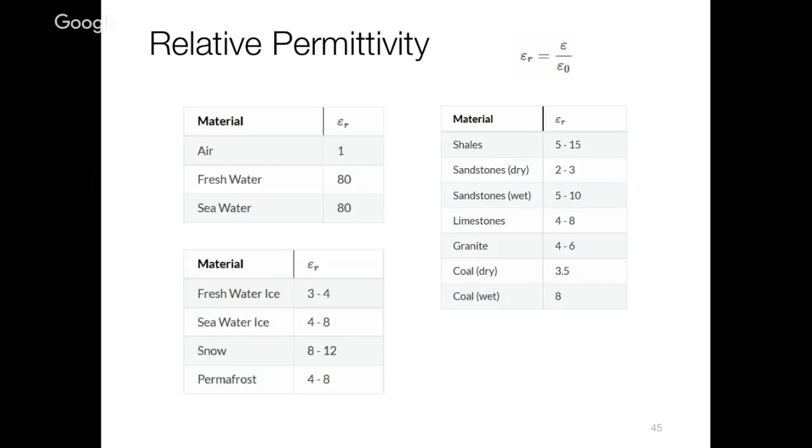Different materials have different relative permittivity, sometimes called the dielectric constant. It varies basically between 1 and 80. Air has a value of 1, seawater or fresh water has a value of 80, and other materials are in between. But again, it's another physical property.